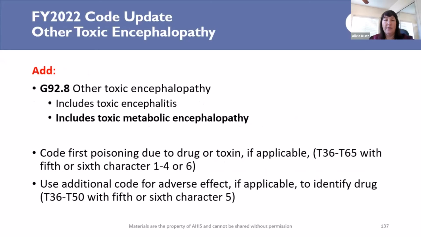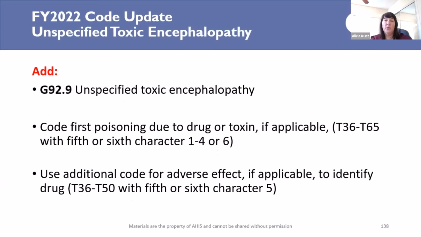Other toxic encephalopathy has a new code. This includes toxic encephalitis or toxic metabolic encephalopathy. It used to just be G92. Now they've expanded it to G92.8. And if it's due to a poisoning from a drug or toxin, you need to assign the correct code from the table of drugs and chemicals. And if there's any additional code for adverse effects, you need to code that as well. Next.